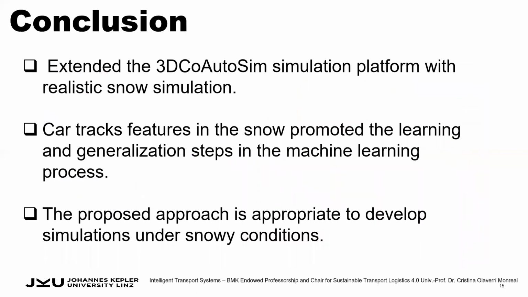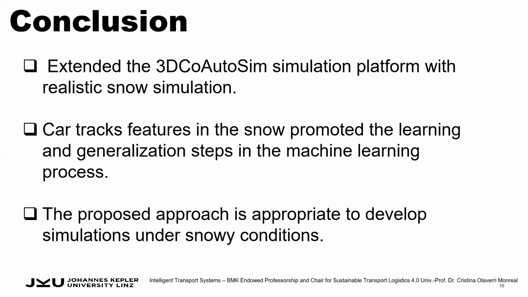Then it is the conclusion. In this work, we extend the 3D co-auto-sim simulation platform with realistic snow simulation. Behavior cloning was used to assess the approach. By carrying out multiple experiments in different snow environments and analyzing the impact on the performance of the newly implemented models, we showed that a single visual input model makes it possible for the vehicle to maintain its position in lane in different kinds of snow conditions.